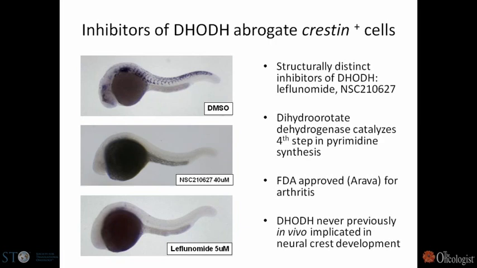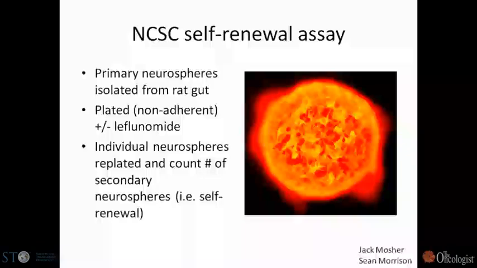So DHODH had never been implicated in vivo for neural crest development, and I'll tell you later that this is one of the enzymes that's involved in producing uridine. And so it's a very strange result that you would have such a specific finding in the absence of uridine.